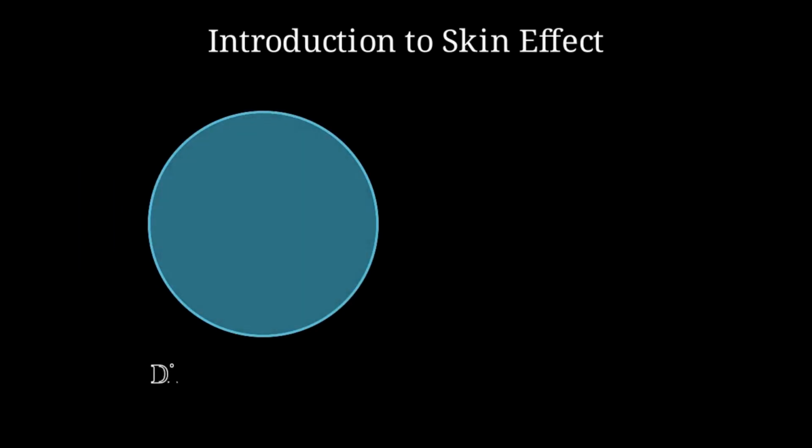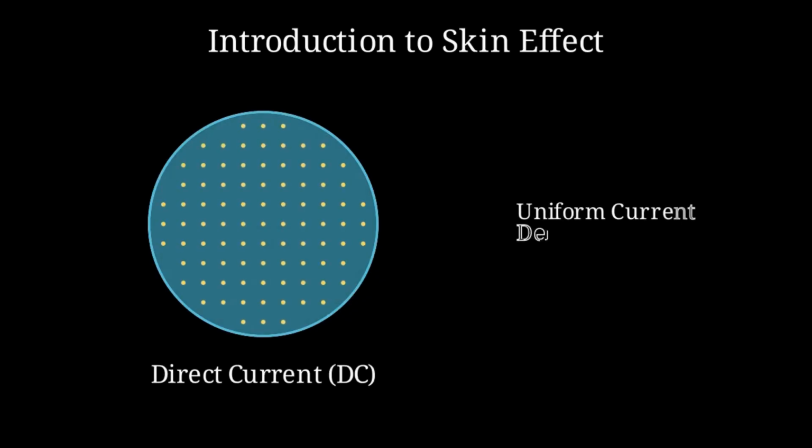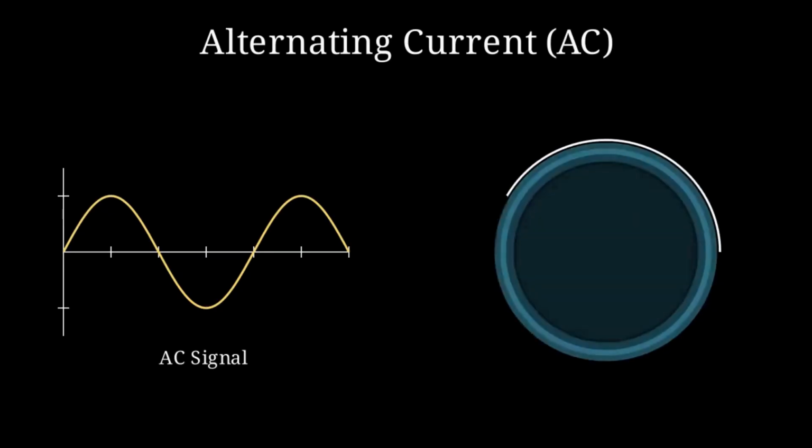In a direct current circuit, electrical current flows uniformly through the entire cross-section of a conductor. Every part of the wire, from the center to the surface, carries an equal amount of charge. However, with alternating current, the distribution changes.